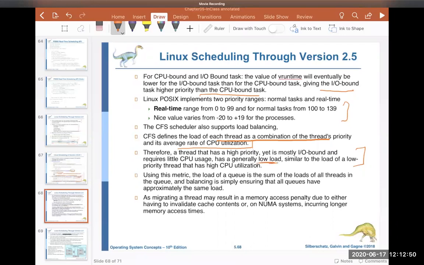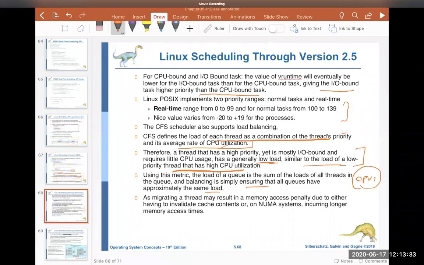So low load means that IO jobs are considered a low load on the system, similar to the load of a low priority thread. So this is basically a combination of two parameters considered for calculating the load of a task, and we add up all those loads together to approximate the load of a CPU. And then this information is shared with other processors in multiprocessor systems. There is a protocol for that.